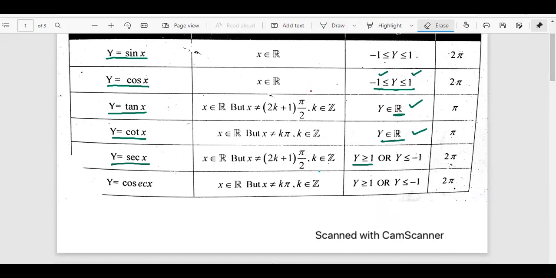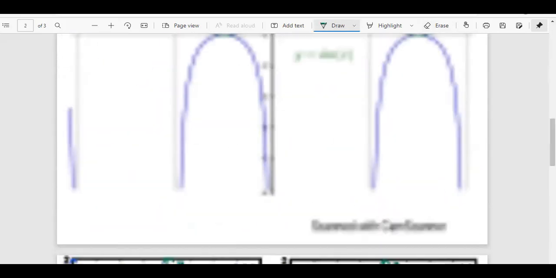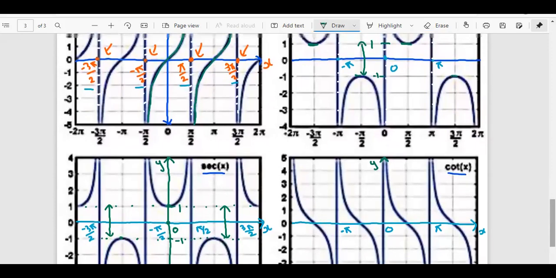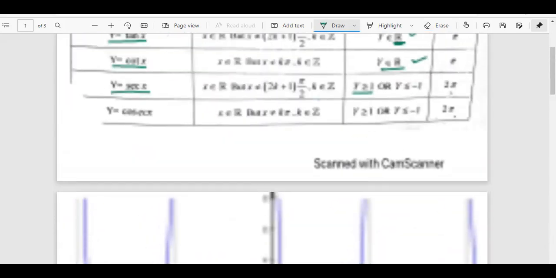And again, we are done. We just have cosecant x. So here's cosecant. Again, this is 1. This is minus 1. We do not have any graph between 1 and minus 1. We have some values at 1, and then we have some values at minus 1. So again, what would be the range in this case? It would be the same as secant, that we will exclude all the numbers between 1 and minus 1. Very good.